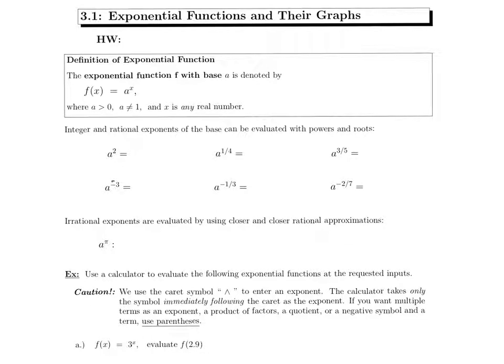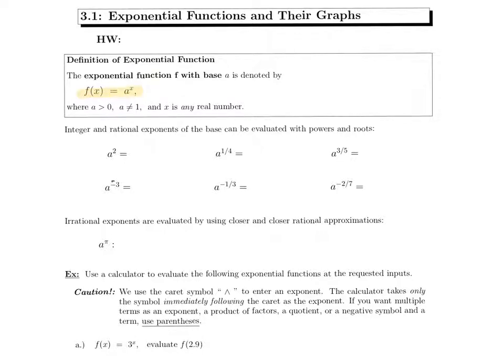Okay, this video is going to walk us through section 3.1. This is the first page, and we're going to introduce the definition of an exponential function. The exponential function f with base a is denoted by f of x equals a to the x.